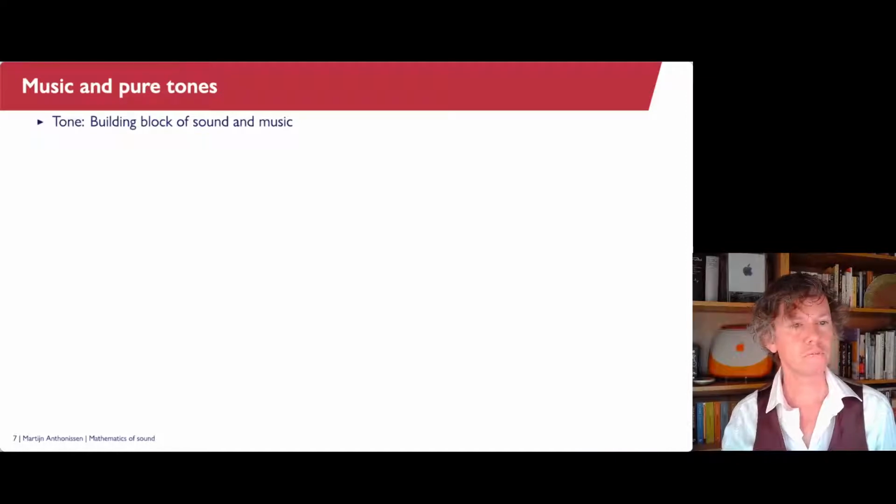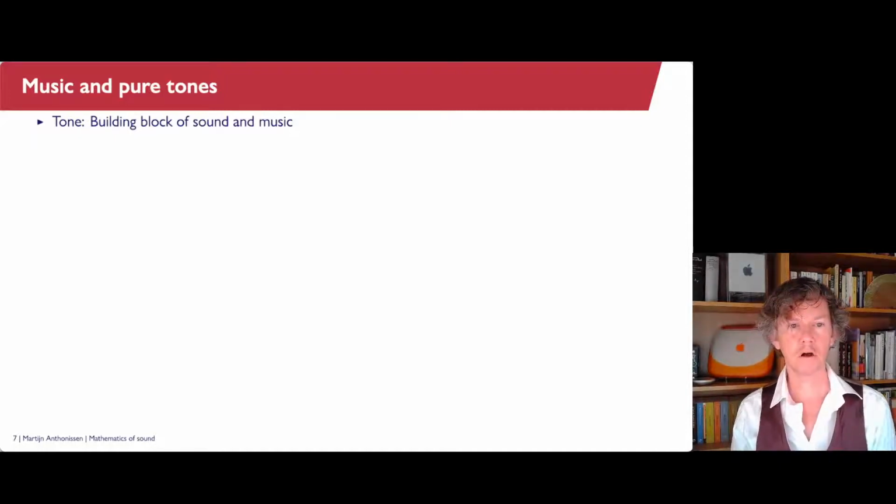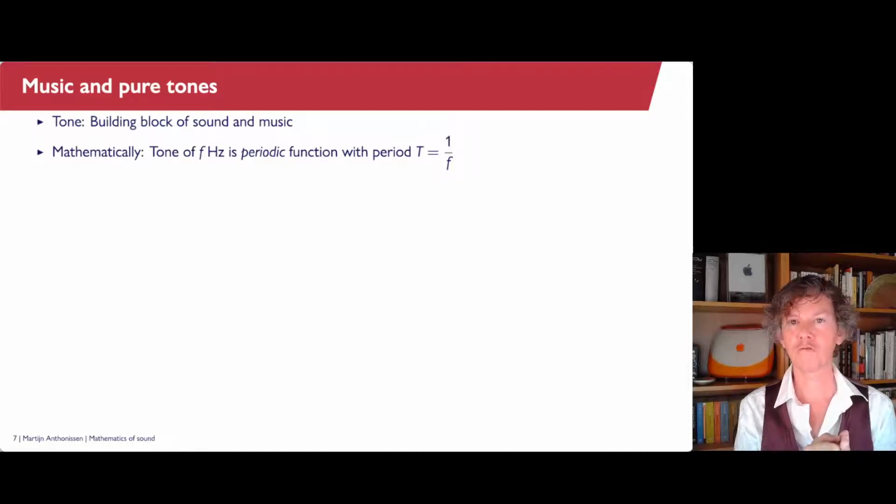So let's continue. What we have is that sound can be described by a function of time, by vibrations in pressure. And the elementary building block of sound is a tone. So what is a tone? Mathematically, a tone of f Hertz, so for instance 440 Hertz, that's a standard tone A that a tuning fork makes. If you have a function that is periodic, and I will explain in a bit what it is, with a frequency of f Hertz, that means that the signal repeats itself f times per second. Hertz is just per second.